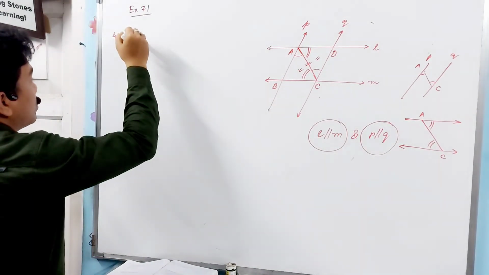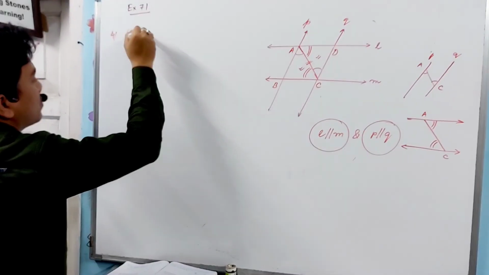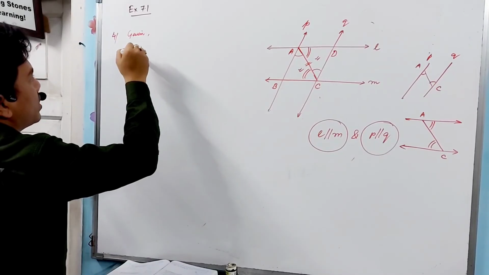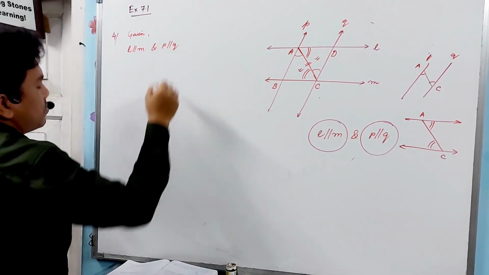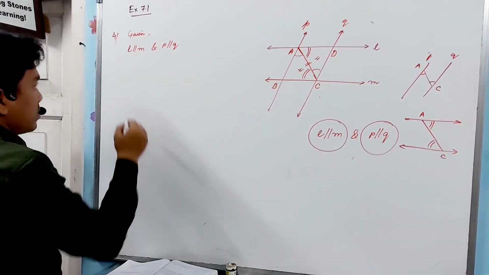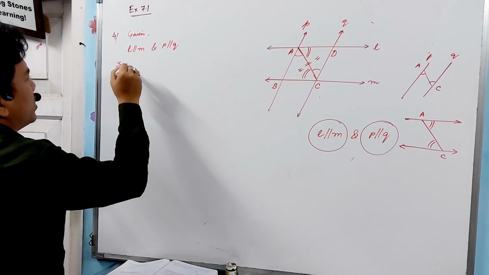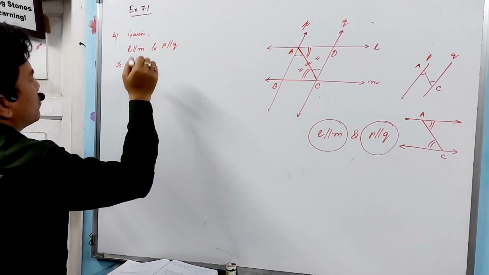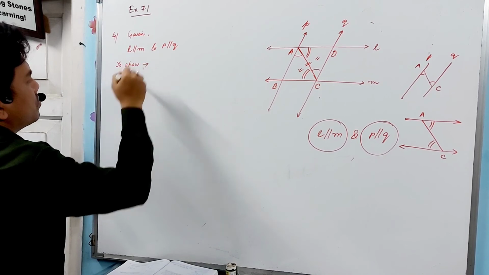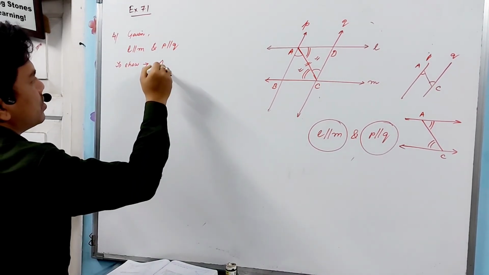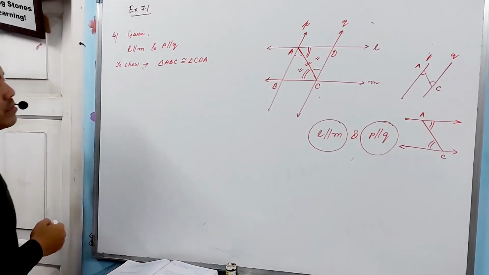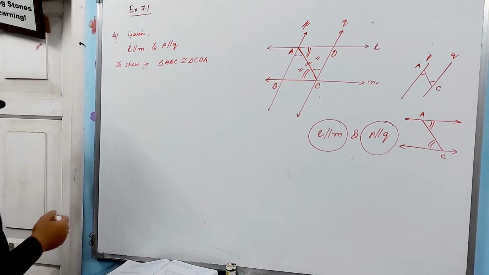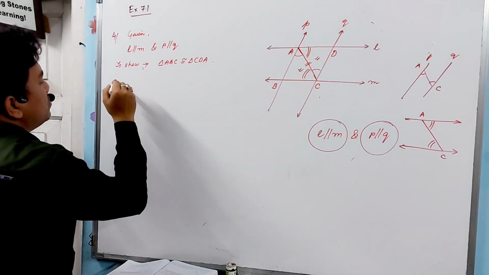Alright. So write down, given: L parallel M and P parallel Q. We have to show that triangle ABC is congruent to triangle CDA. Done? Okay.